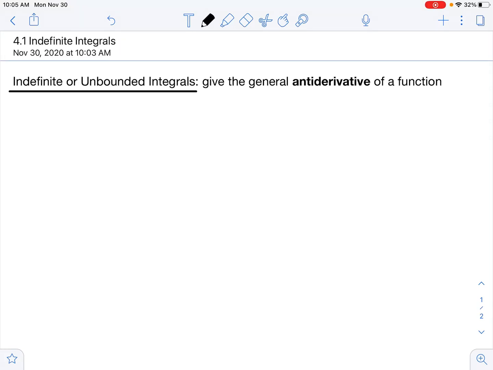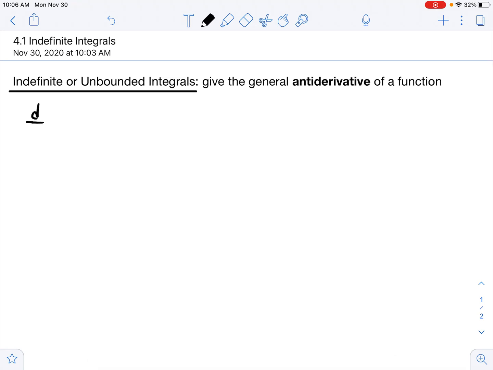Welcome everybody. We're going to start with integration today. In particular, these things called indefinite or unbounded integrals. And basically, what these things do is they give what's known as the general antiderivative of a function. An antiderivative being the opposite of a derivative, okay?